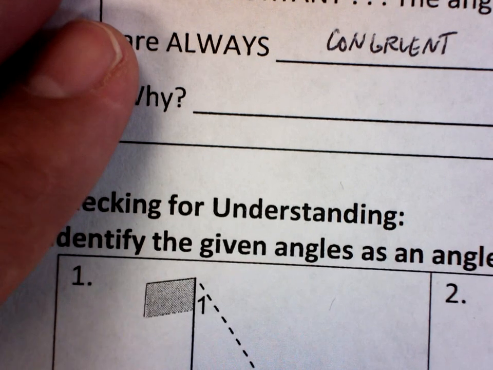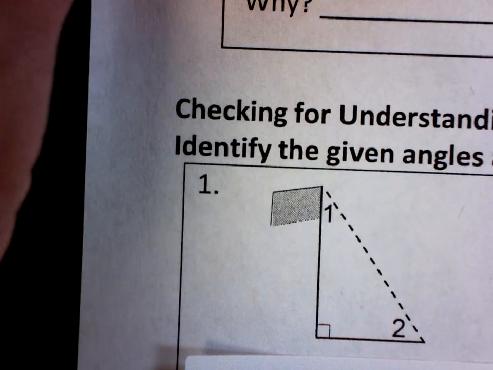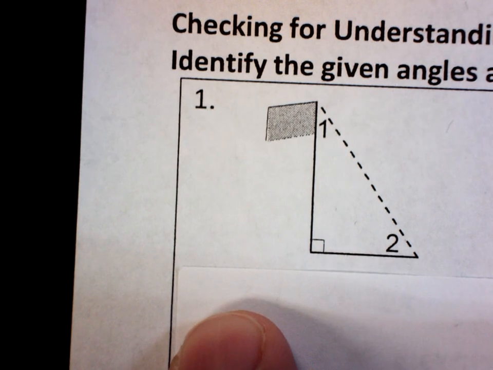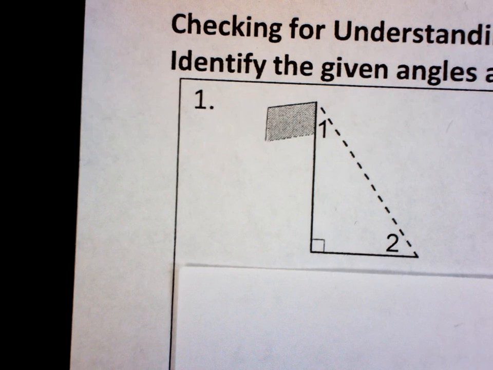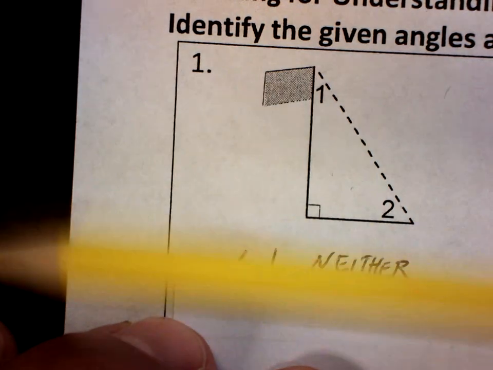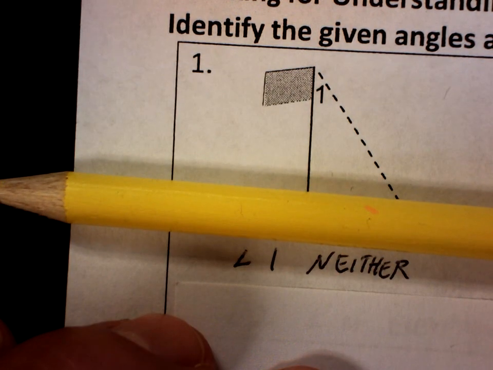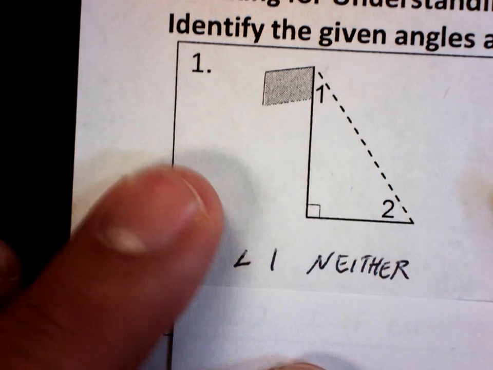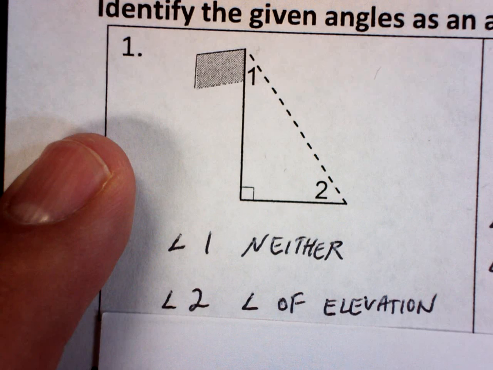So now we're practicing. I've got angle 1 and I've got angle 2 in my picture. And it wants us to identify, is angle 1 an angle of depression, elevation, or neither? Same thing for angle 2. So angle 1 is made up between this vertical line and this line. Neither one of those is a horizontal line. So angle 1 is neither. Angle 2 is made up of this line, which is horizontal, and this line. And because I'm on the ground looking up, that's going to be an angle of elevation.